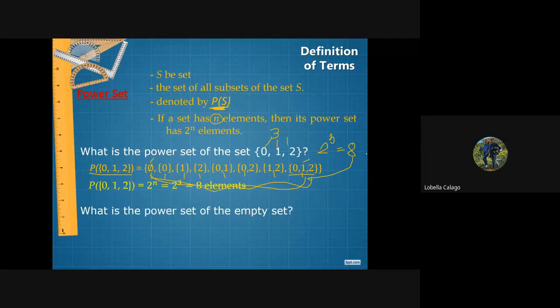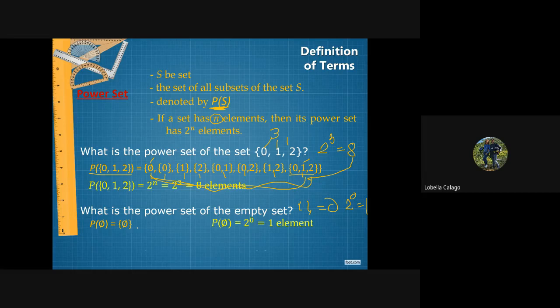How about this one? What is the power set of the empty set? We all know that in an empty set, there are 0 elements. So since 0 elements, 2 raised to 0 is 1. We all know that any number raised to 0 is equivalent to 1. Therefore, the power set of the empty set has 1 element. What is that 1 element? It is the set containing the empty set.